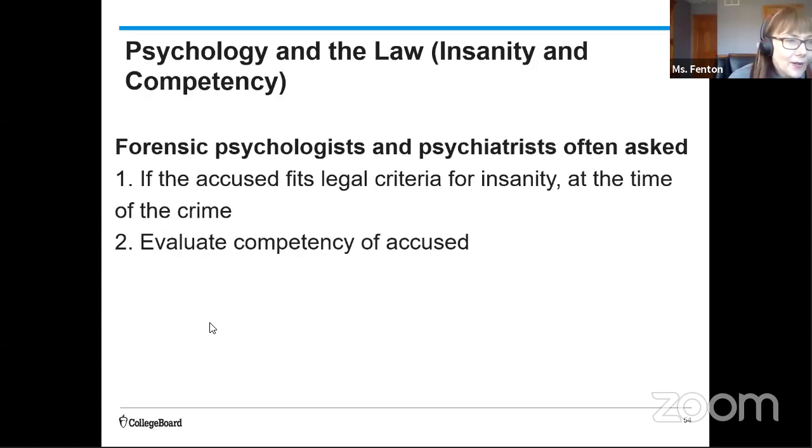So in Unit 1, we talked about a variety of professionals, and this is where forensic psychologists and psychiatrists would fit in. One of the aspects of their job might be determining if an accused individual meets the criteria for insanity at the time of the crime and evaluating their capability of participating in a trial.